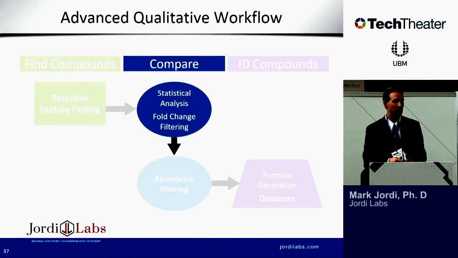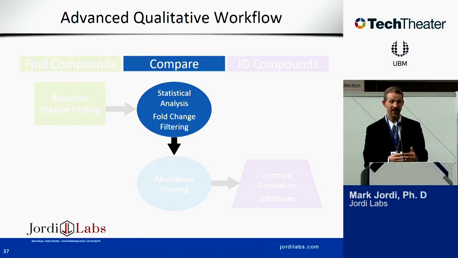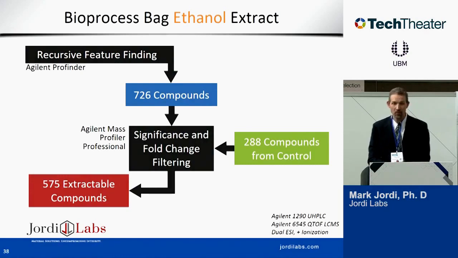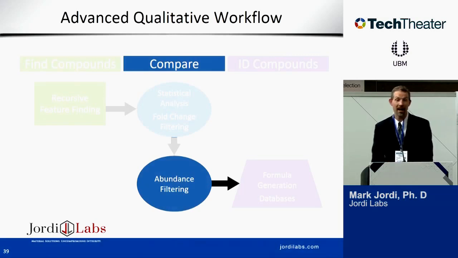So the next step we're going to do is we're going to do statistical analysis to ask the question, are those features unique to the sample extract as compared to a control extract? We're also going to apply what's called a fold change filter. And the fold change filter is going to ask the question, is the amount that's present in the sample greater than the amount that's present in the control? And when we do that, we can take the extract that had 726 compounds, and 288 of those are explainable based on the control. That leaves us with an additional 575 unique mass features that we would now still need to identify. So we're going to apply yet another filter.